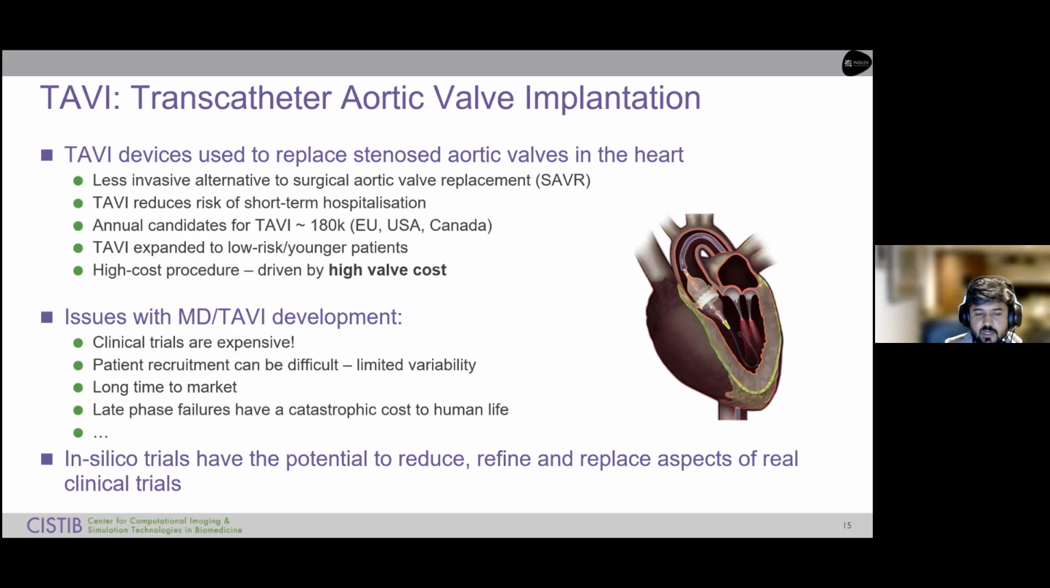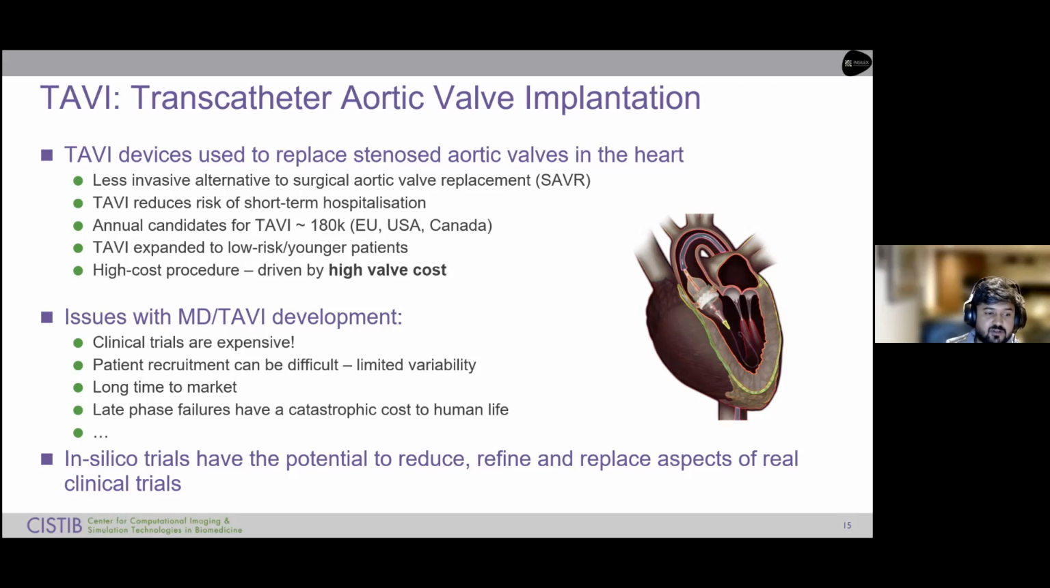The focus for our work in silico trials is on what are known as TAVI devices. So TAVI devices, which is a short form for transcatheter aortic valve implantation devices, are used to treat aortic valve stenosis. So when the aortic valve gets stenosed, it restricts the amount of blood that's able to flow out of the heart, and this causes all kinds of problems. So a TAVI device is placed to open up the valve and to act as an artificial or surrogate valve to ensure that there is normal blood flow and distribution across your body.